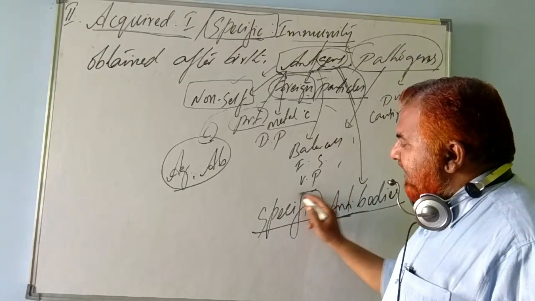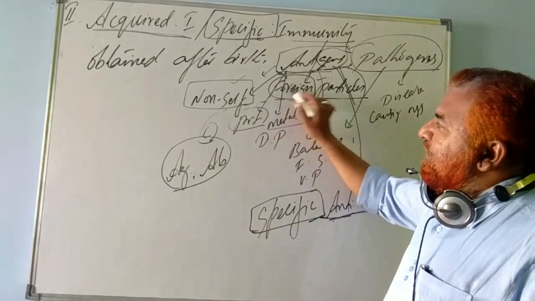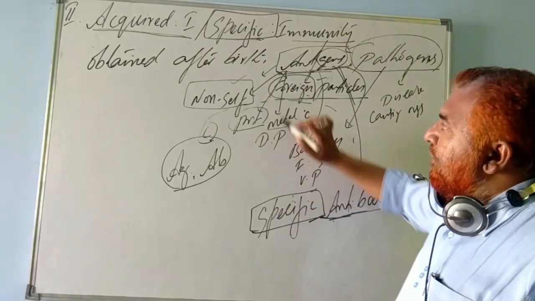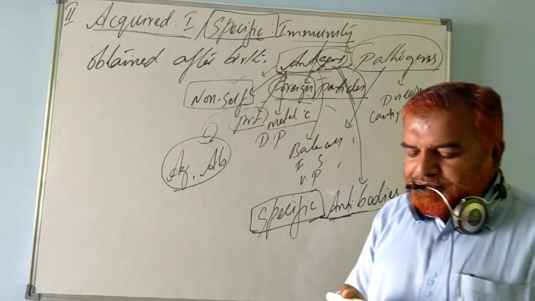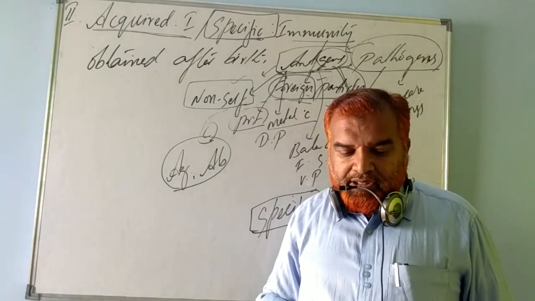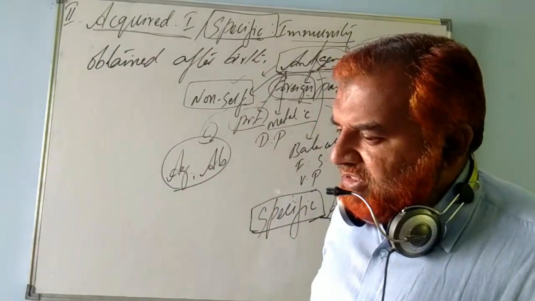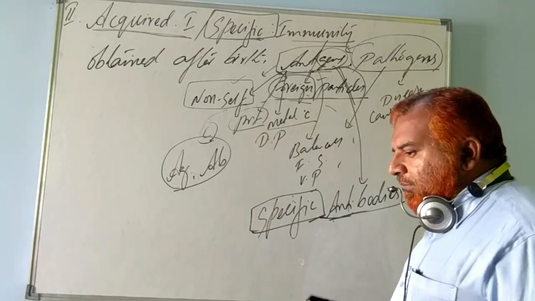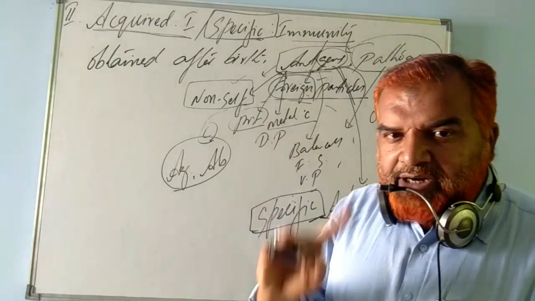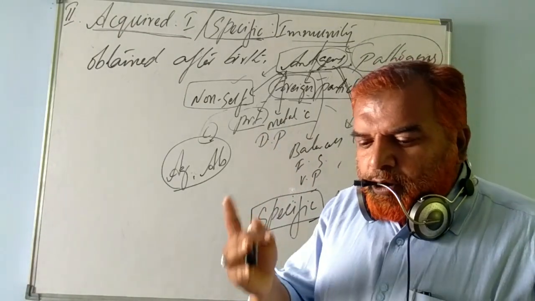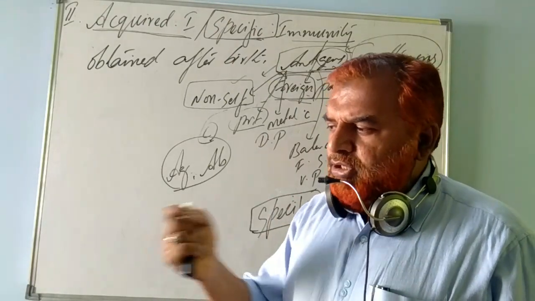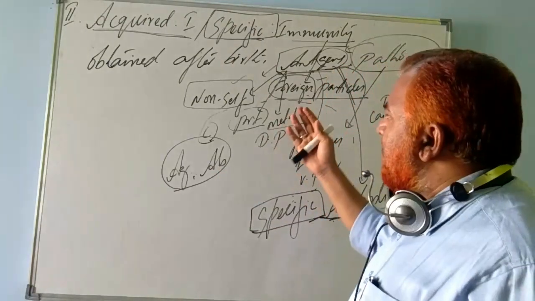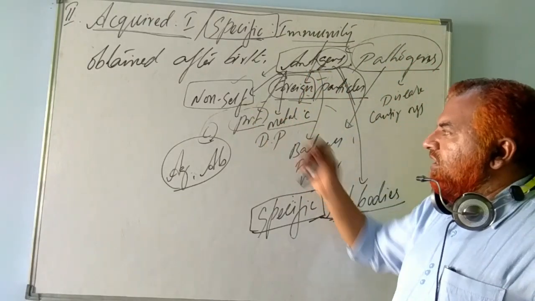Since specific antibodies are produced against specific antigens, this type of immunity is also referred to as specific immunity. What immunity? Specific immunity. Now, I hope you understand the terminology. Why do we learn it as acquired immunity? Because it is acquired by an individual, obtained after his birth, whenever he comes across antigens. What are antigens? Foreign particles, non-self particles.